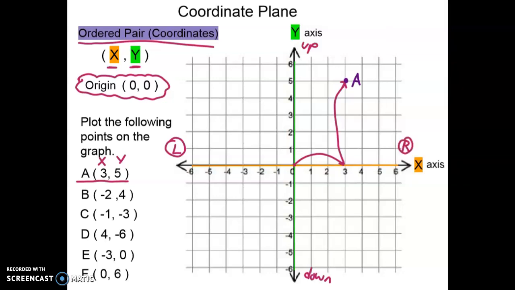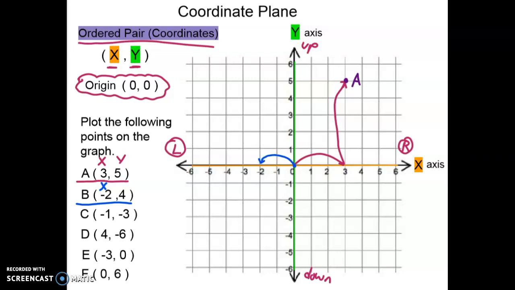I'll do this one in blue. So let's do B. That's negative 2, positive 4. So again, this negative 2 is talking about my x direction, my left to right. So I'm going to go back again. I'm starting from my center, my origin, my 0, 0. I'm going to go negative 2 on my x-axis. Negatives are to the left, so I'm going to go to the left, over to the negative 2 on the x-axis.